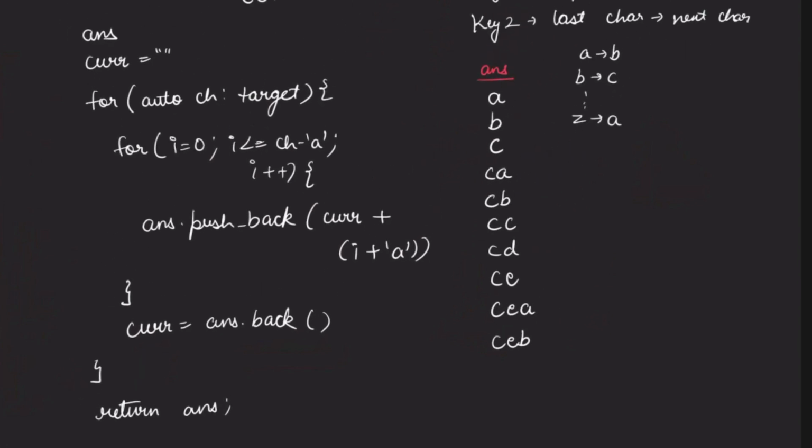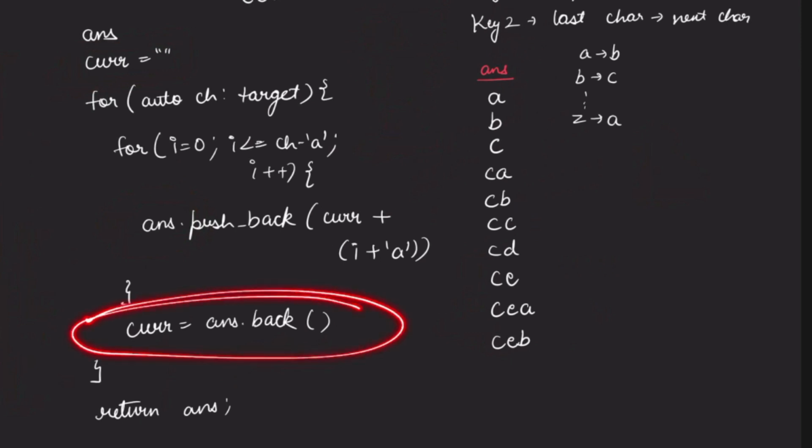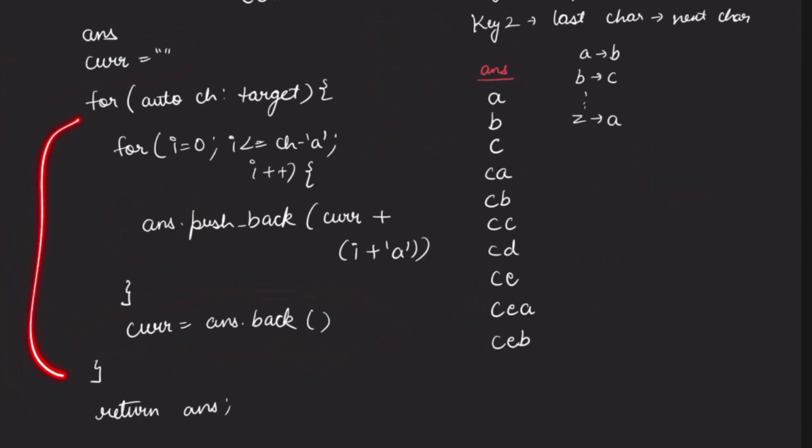So for each and every character, we are adding it to the current string on the screen. We are going from A till that particular character, and we are adding it inside the current string, and we are pushing it inside the answer. Once we are done for a particular character, we are taking the last string which is on the screen, and then we are repeating this process for all the characters, and at the end we are returning our answer, right? So let's code it out now.